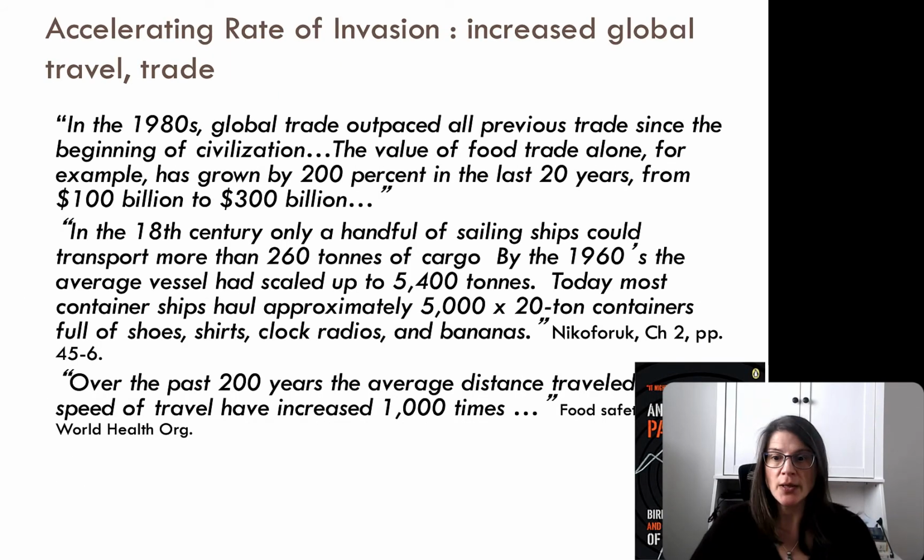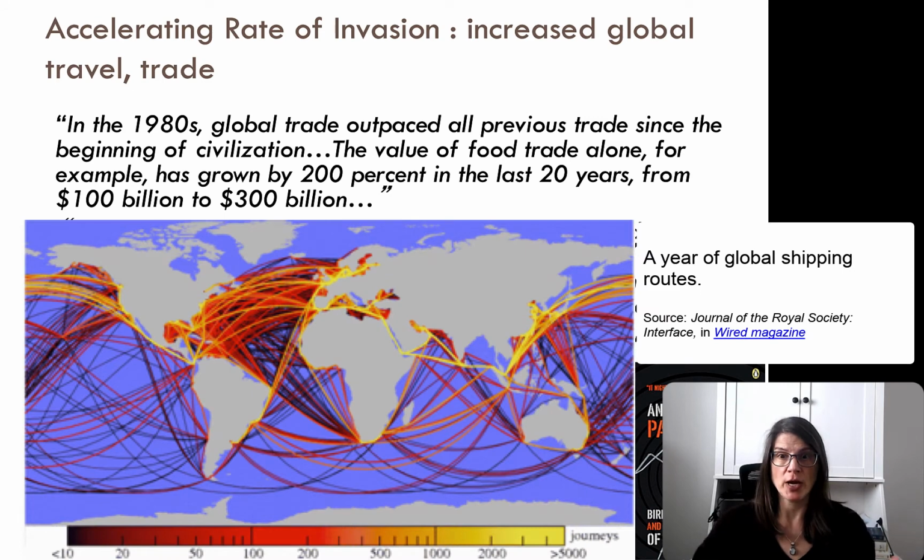And the rate is accelerating. There's an increasing rate of trade and travel all the time. The COVID pandemic momentarily interrupted that. In the 1980s, global trade outpaced all previous trade since the beginning of civilization. And the value of food trade alone, for example, has grown by 200% in the last 20 years, from 100 billion to 300 billion. And that's according to Nick Ofrick in his book Pandemonium.